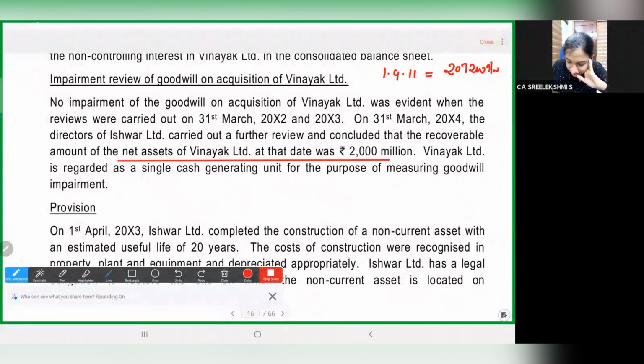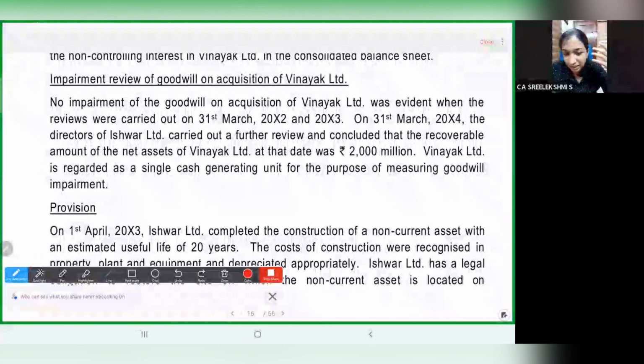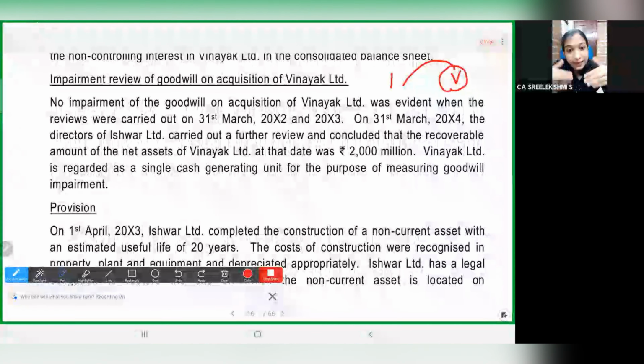Vinayak Limited is regarded as a single cash generating unit for the purpose of measuring goodwill impairment. So what is the concept? In Ind-AS 36, the acquirer, Ishwar Limited, acquired Vinayak Limited and paid extra consideration. Goodwill represents that you paid extra. Why did you pay extra? Because you expected more future economic benefits, more efficiency, more performance from the assets of Vinayak.